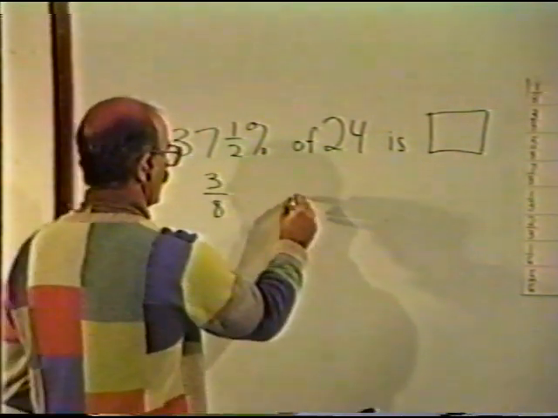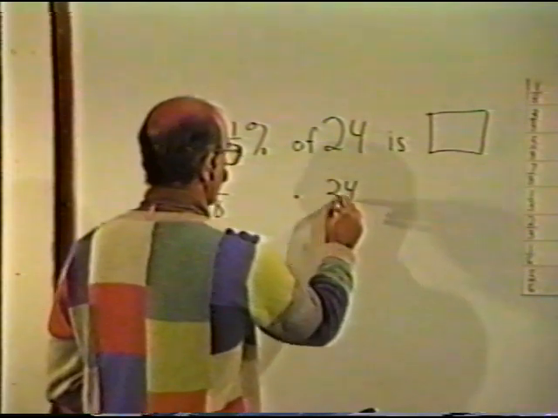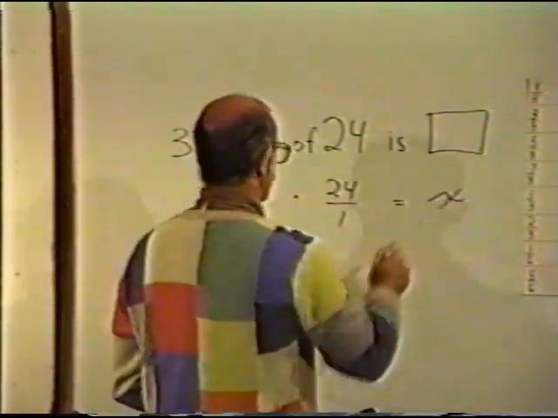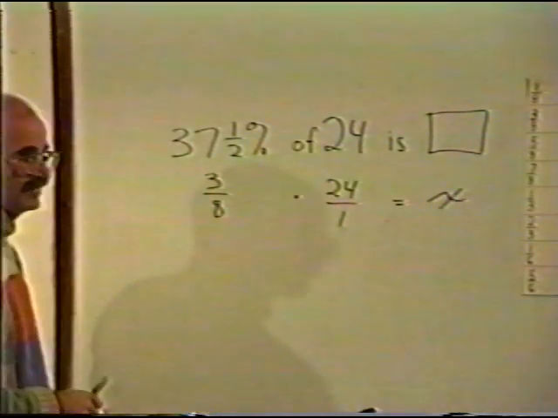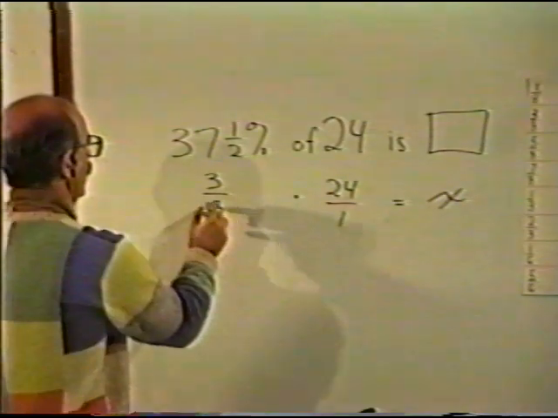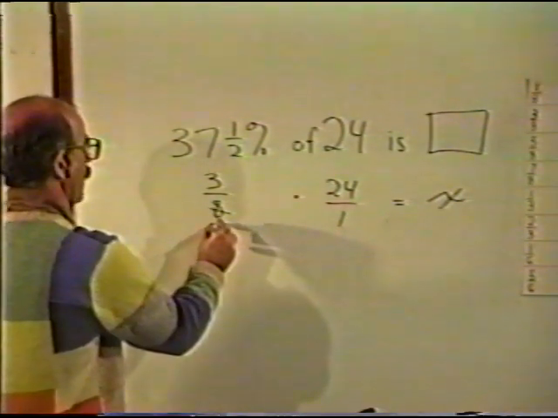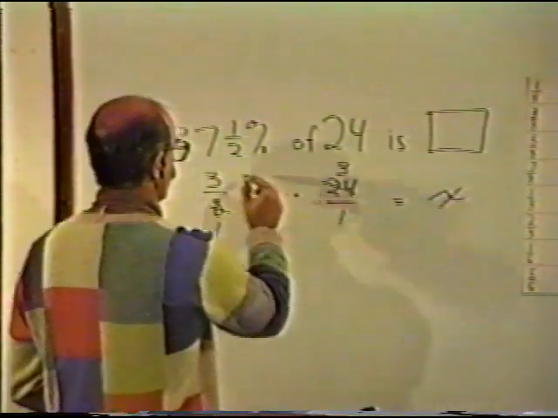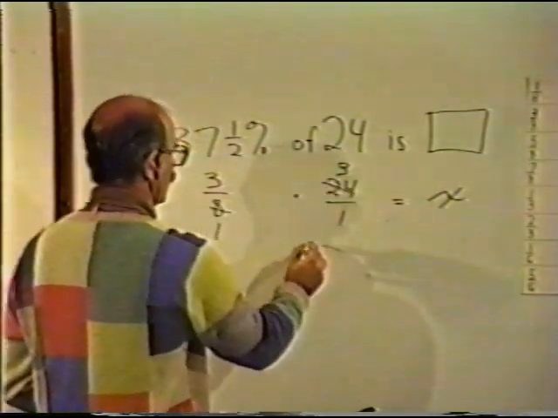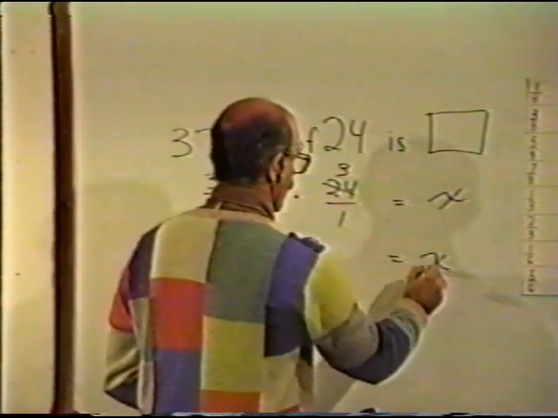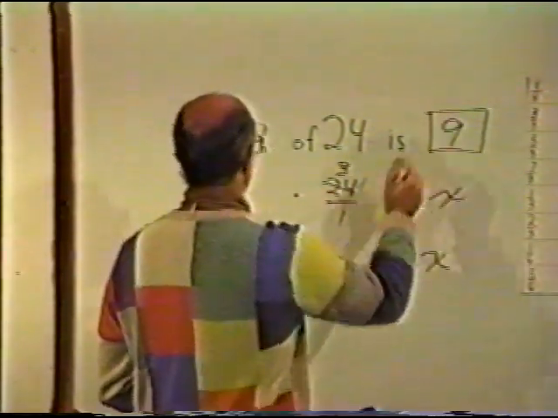3/8 times 24 over 1 equals x. Can we cancel? Yes. Using what? 8. 8 into 8 is 1. 8 into 24, 3. 3 times 3, 9. 9 equals x. And our answer is 9.